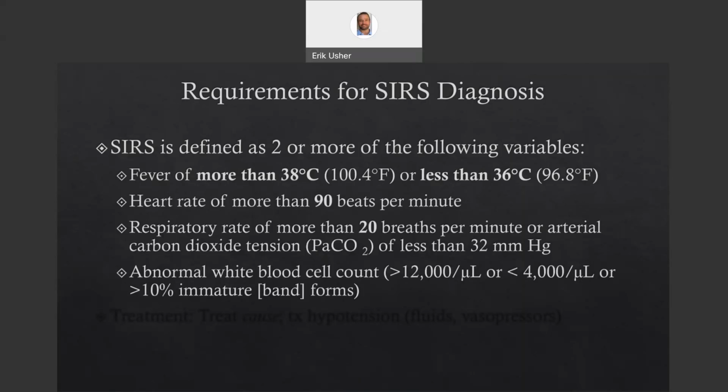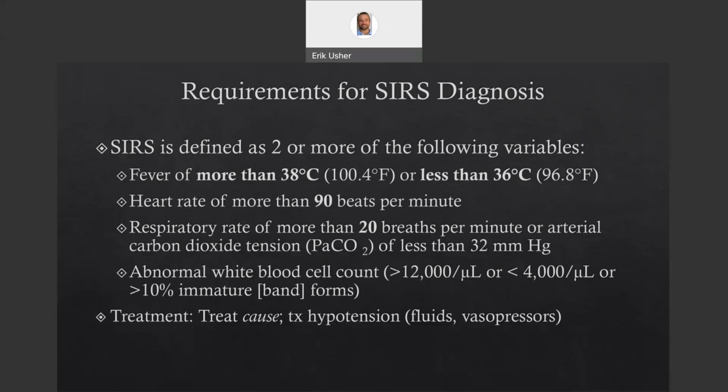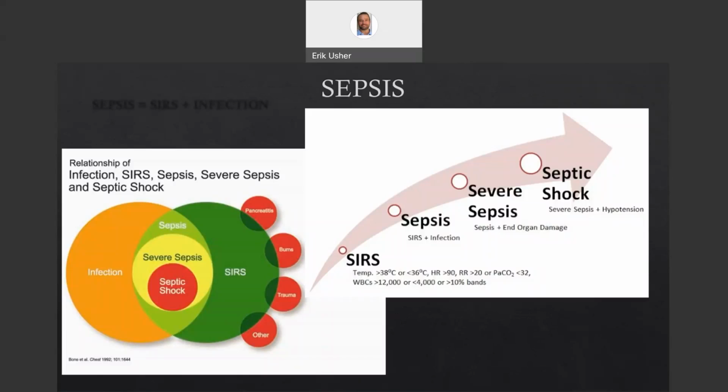Abnormal white blood cells: greater than 12,000, or less than 4,000, or greater than 10% immature cells, which are called bands, a bandemia. They're trying to keep up with whatever innate defense mechanism the body is doing, and they can't. Those mature white blood cells get used, so the body starts increasing production of these new ones, these bands, and we can measure those. So the treatment is to treat the cause, that's the main thing, and then you treat hypotension with fluids and vasoconstrictors. And we spoke about that with shock last week.